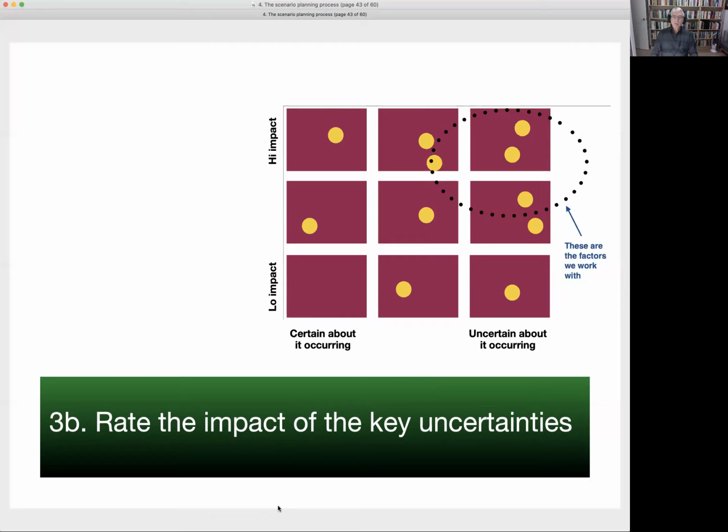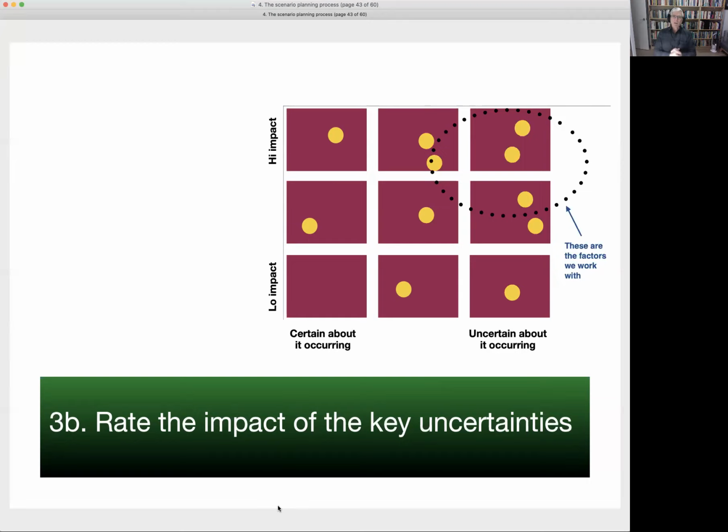And then the second thing we're asking you to rate is how certain you are about it occurring. If you're totally uncertain about it occurring, it goes in the right-hand side, because that means we've got to plan for it if it occurs. But if we're certain that it is going to occur, well, then we don't really need to do any scenario planning on that. We should just plan.